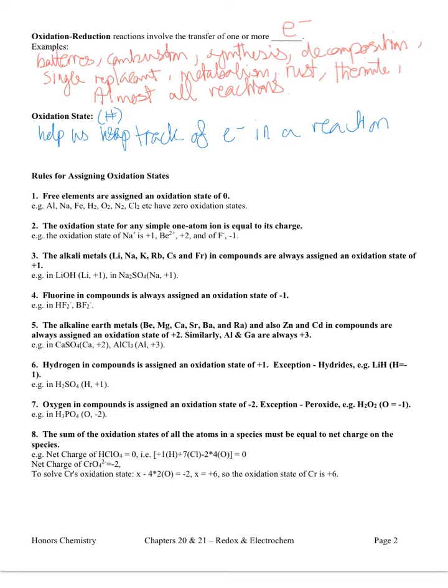Number 2 says that the oxidation state for any simple one-atom ion is equal to its charge. So, for example, let's say you see Na by itself. That would have an oxidation state of 0. But if you see Na with a positive charge, that charge is its oxidation state, so its oxidation state is +1. So if you have any one-atom ion, one atom that has lost or gained electrons and it has a charge, that charge is its oxidation state.